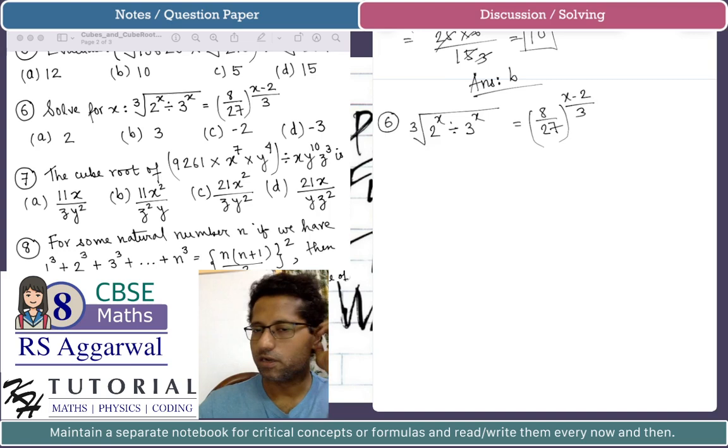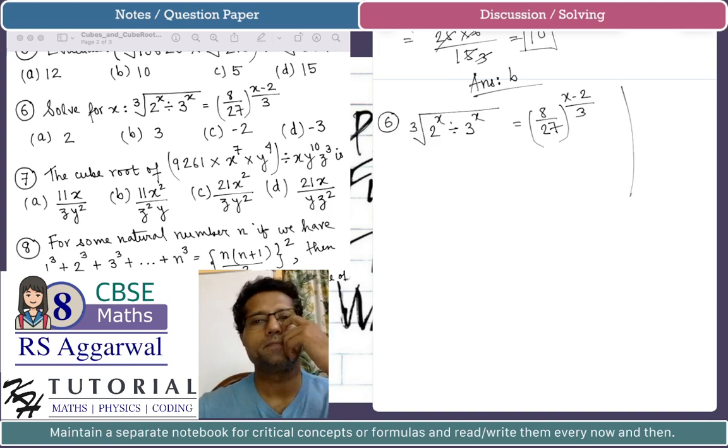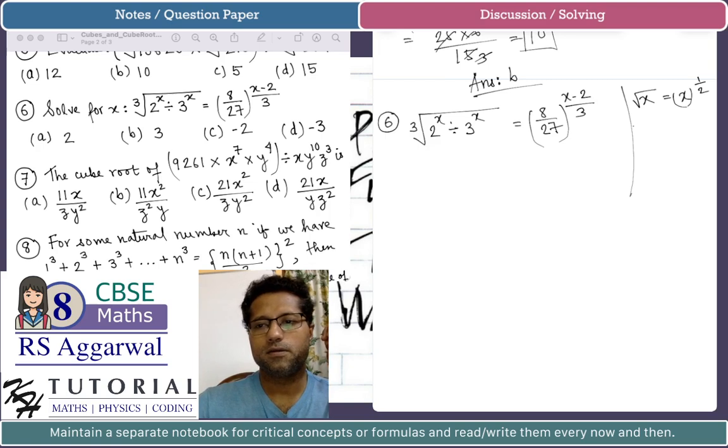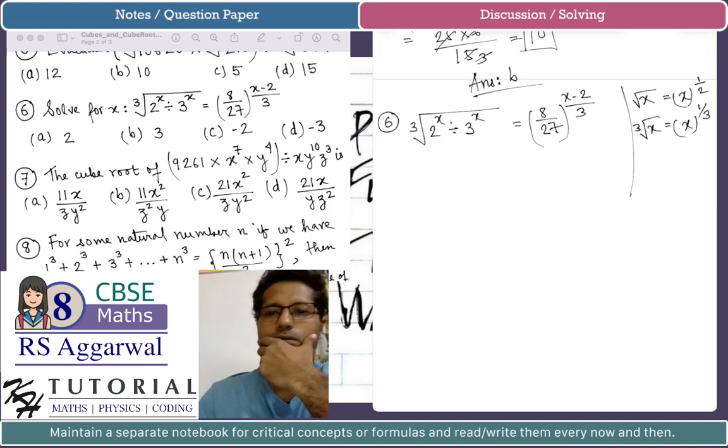Now, for this kind of problems, we know how to translate a cube root as a power. That is, square root of x is x to the power 1 by 2, and cube root of x is x to the power 1 by 3. We should always keep this in mind.